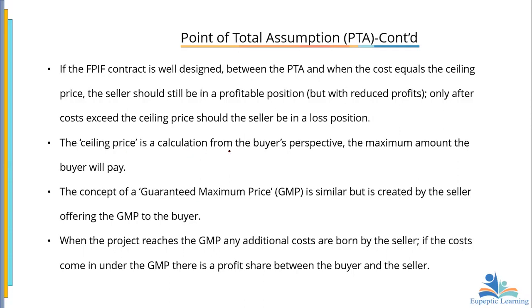The selling price is a calculation from the buyer's perspective, and it is the maximum amount the buyer will pay. Then there's this thing called the guaranteed maximum price, which is usually used in construction and in areas outside the US. The concept of a guaranteed maximum price is similar, but is created by the seller offering the GMP to the buyer. The buyer offers the ceiling price: beyond this, I am not going to pay any amount.